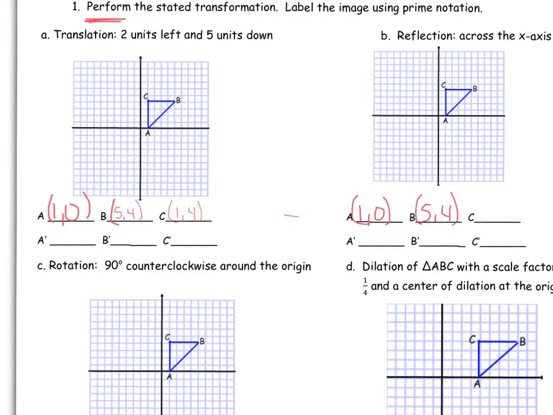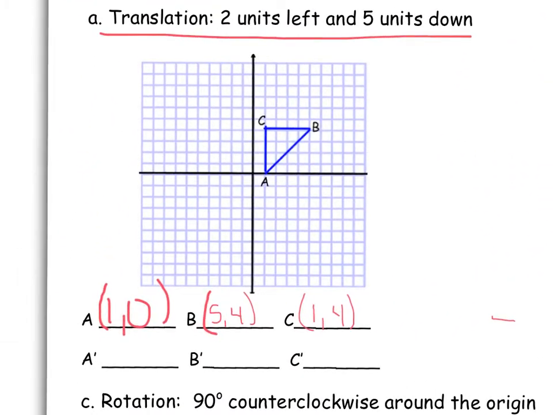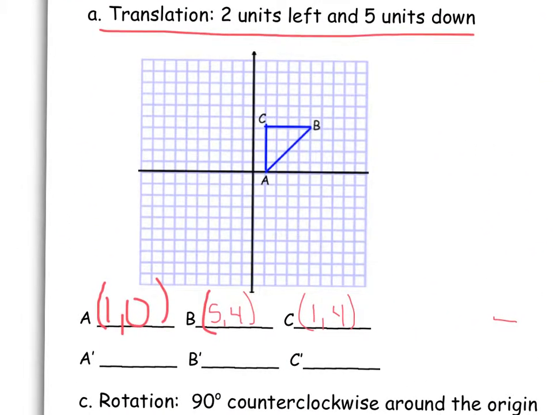And then you have to look at what the transformation is. This says we're going 2 to the left and 5 down. So we can do this a couple different ways. I can actually move each point 2 to the left and 5 down. So 2 to the left and then 5 down. Or I can change my ordered pairs. So some of you might choose to do it this way.